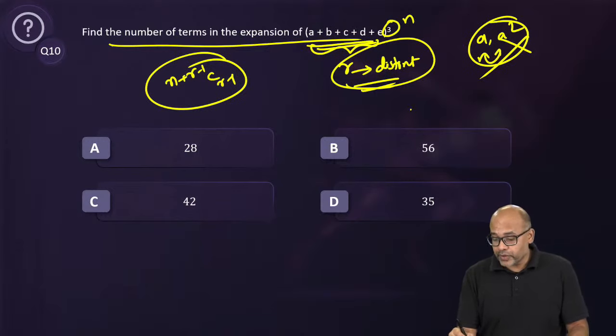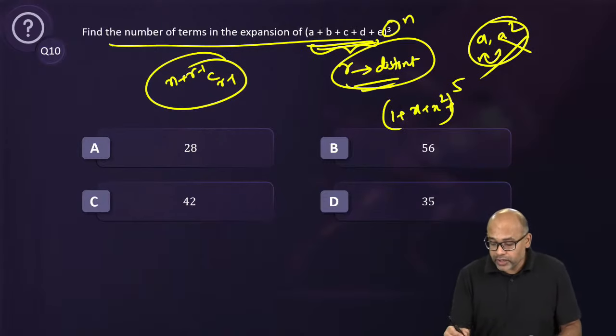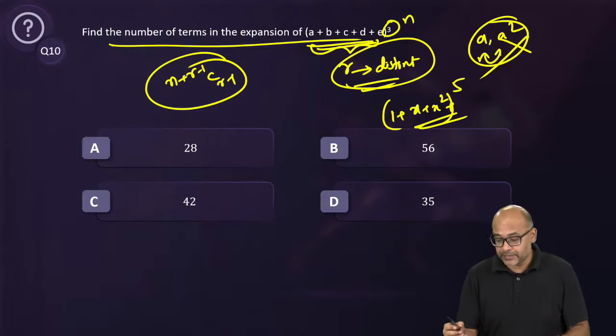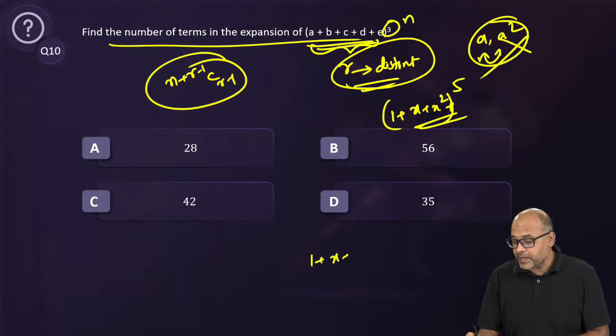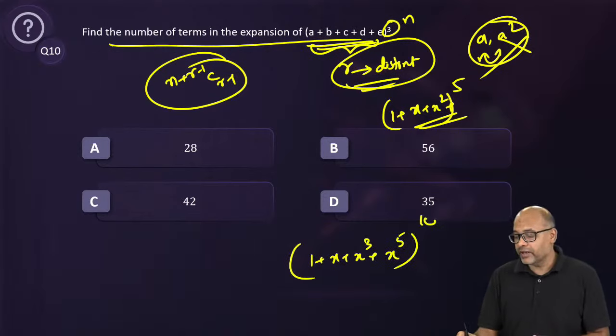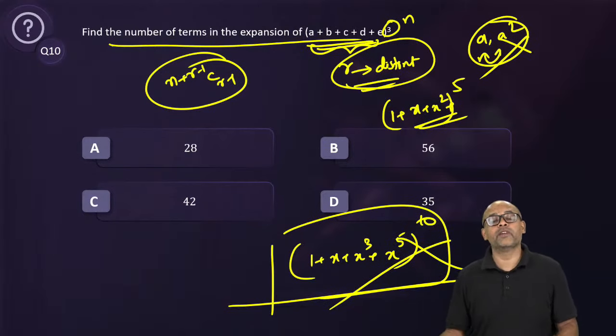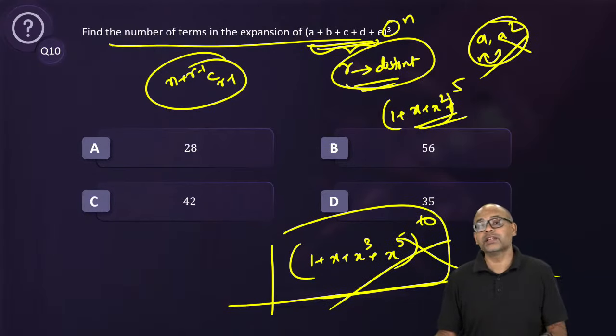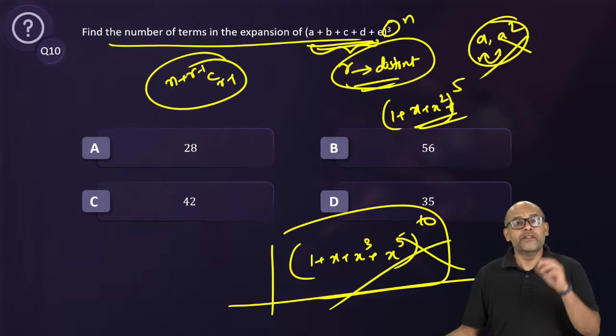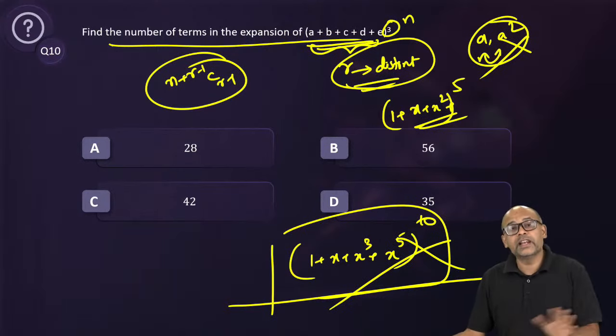If I give you X plus X square plus 1 plus X square raised to the power of 5, how many terms are there? Or if I give you this, you will still get an answer. But if I give you 1 plus X cube plus X power 5 raised to the power of 10, you can't apply any formula here. It's very difficult to get the answer. Such questions usually will not come. If it comes, leave it. This is a very lengthy process.